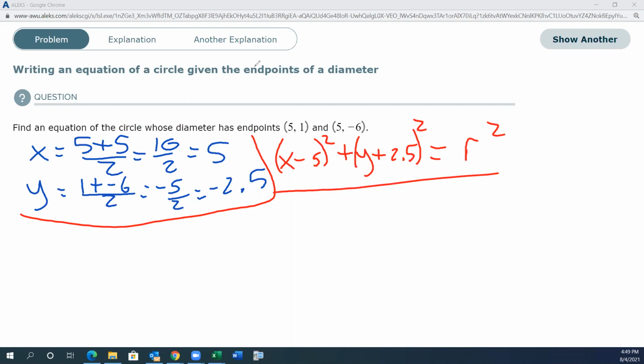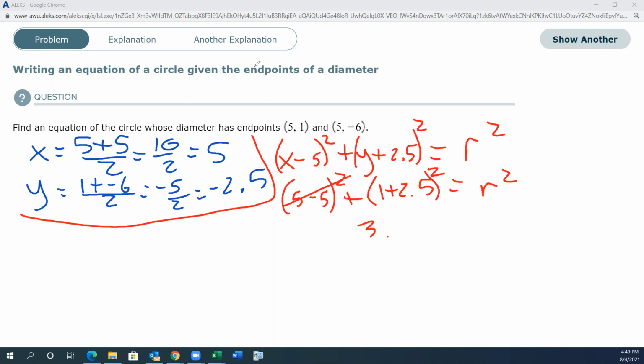Now the problem is just like the last one. What are we going to do? Let's plug in one of the points. Which one? Doesn't matter. They're both on the graph of the circle, so they both work. I'll just pick the first one. So I'll plug 5 in for x right there. Ooh, that's going to go to 0. That's nice. And then I'll plug in the 1 for y. And let's see what we get. So that all goes to 0. And then we get 3.5 squared is r squared. So 3.5 is the radius. What is 3.5 squared? Sounds familiar. Oh yeah, we just did that on that other problem. So r squared is 12.25.